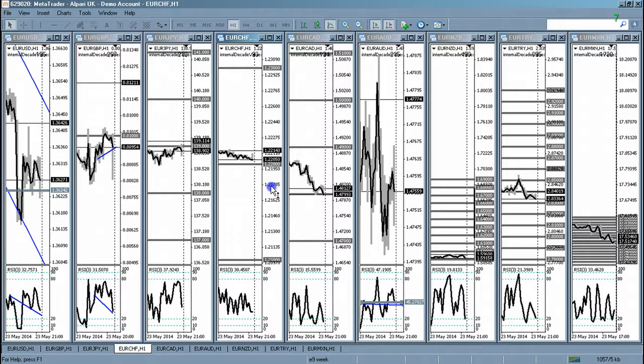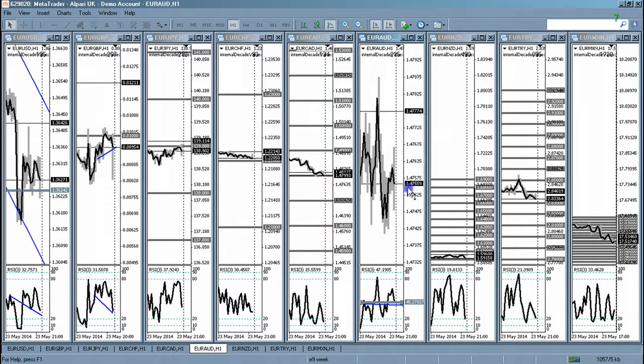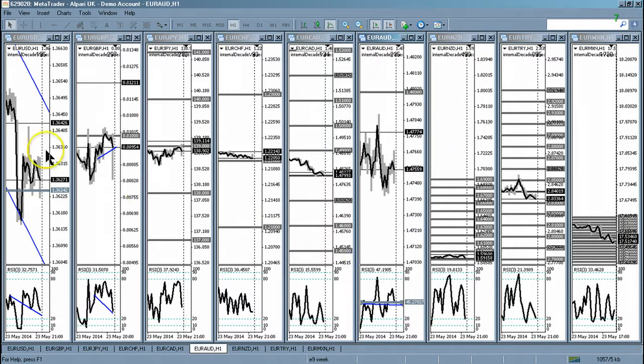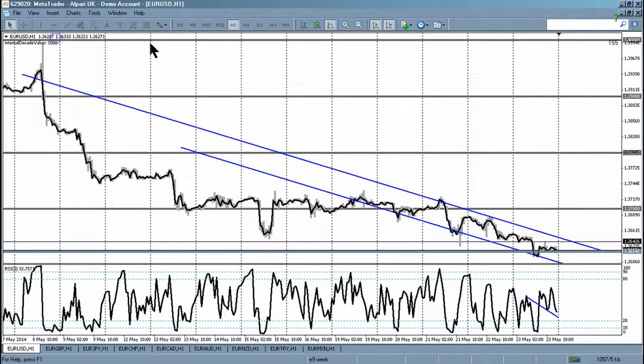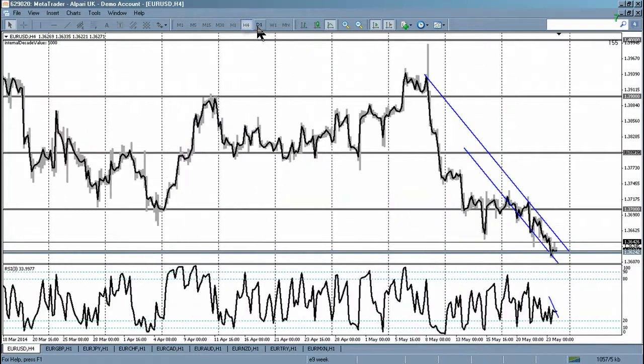I mean, it's ridiculous. Look at that. It's barely moving. Okay. Don't trade anything but the euro dollar. It's just not worth it. Look how clean these signals are. Just beautiful.